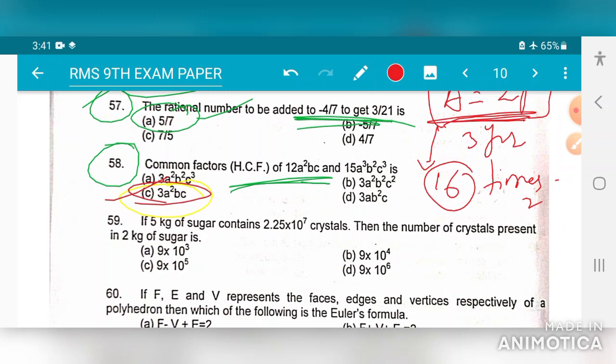Next, 59th one. If 5 kg of sugar contains 2.25 into 10 to the power of 7 crystals, then the number of crystals present in 2 kg of sugar. Oh, it is very easy. By using the unitary method we can do it very easily.